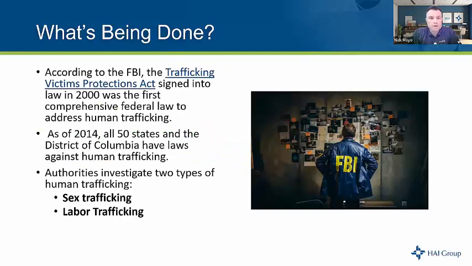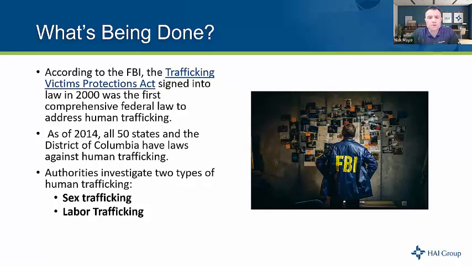So what is being done? According to the FBI, the Trafficking Victims Protection Act, abbreviated online and in literature as the TVPA, was signed into law in 2000, and it was the first comprehensive federal law to address human trafficking. As of 2014, all 50 states and the District of Columbia have laws against human trafficking. So that's very important.